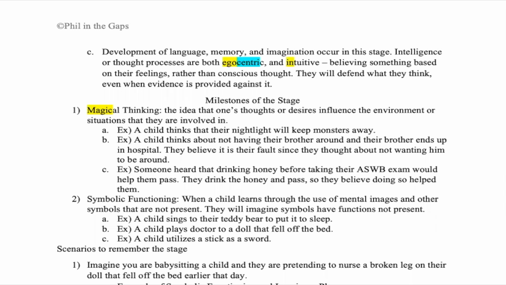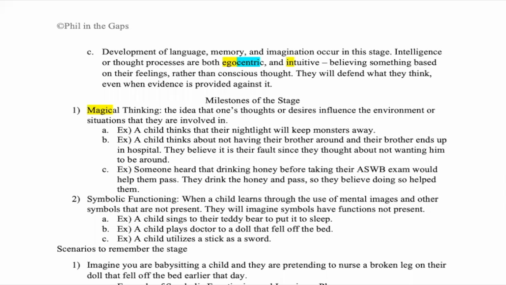Another example, a child thinks about not having their brother around and their brother ends up in the hospital. They believe it is their fault since they thought about not wanting their brother around. They're like, you know what? I hate my brother. I just wish that he would go away. Well, again, if the brother does go away or does get hurt, the child may panic and say, oh my goodness, it's all my fault. If I would have not thought about X, Y, and Z, I would be in a better position. My brother wouldn't be hurt.